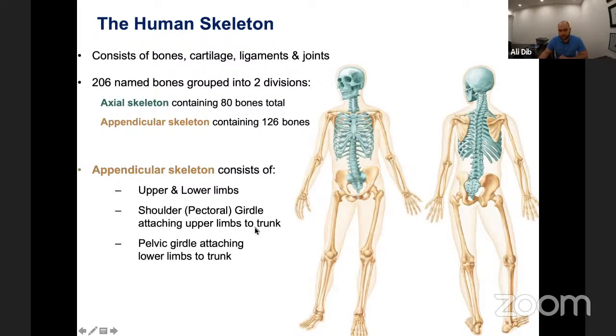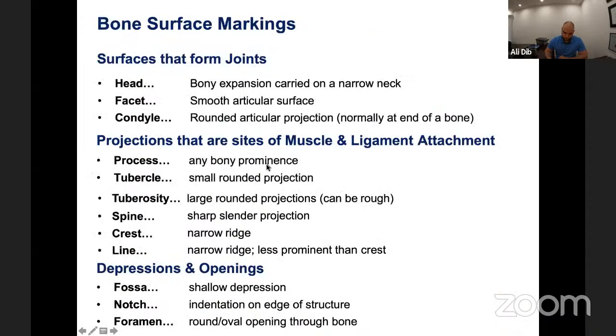The appendicular skeleton consists of both the upper and the lower limbs, and you've got your shoulder girdle, which refers to your scapula and its attachment to the shoulder as well as the thoracic spine. And then the clavicle's attachment to the sternum. And then we also have the pelvic girdle, which is the pelvis's attachment to the spine via the sacroiliac joint.